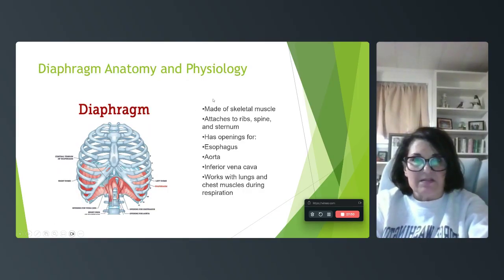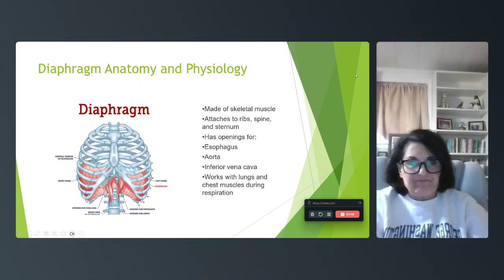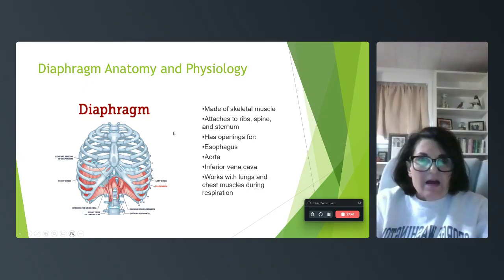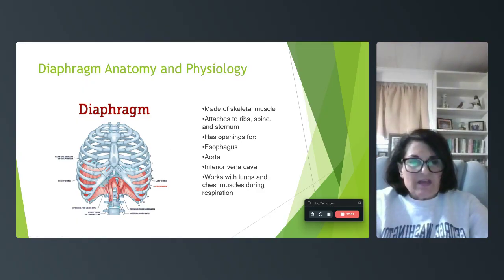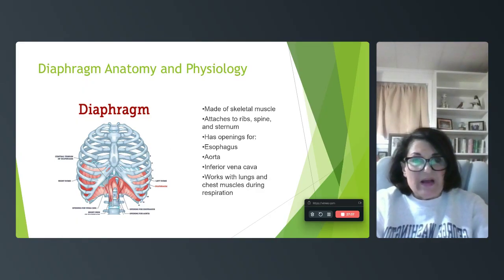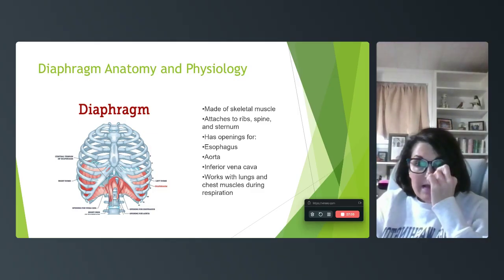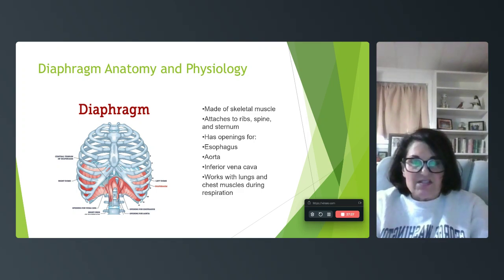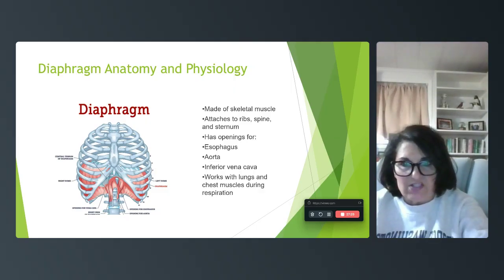Here's an image of the diaphragm. You see it right here. This is a pink thing. It's made of skeletal muscle. It attaches to the ribs, spine, and sternum. It has openings for the esophagus, the aorta, inferior vena cava, and it works with lungs and chest muscles during respiration. So it helps with respirations.